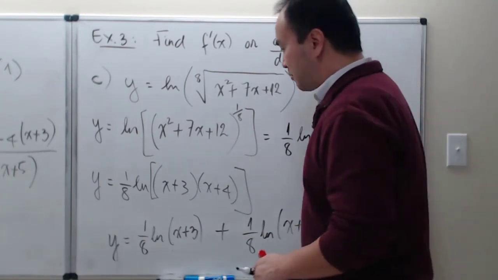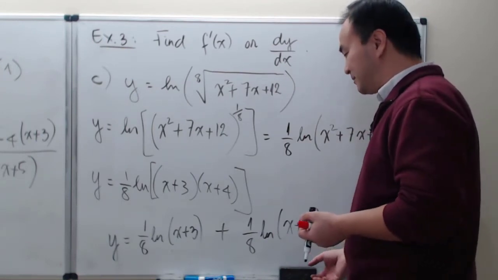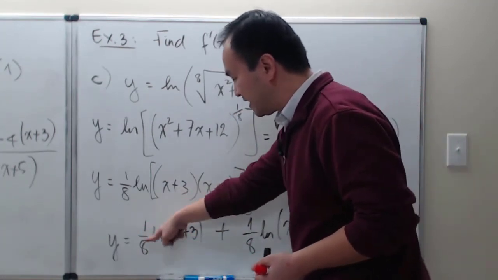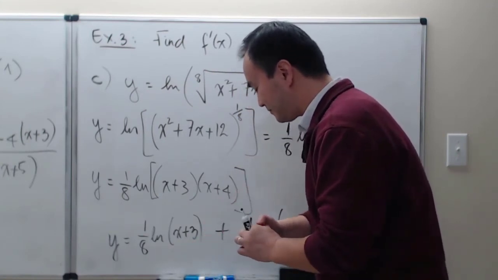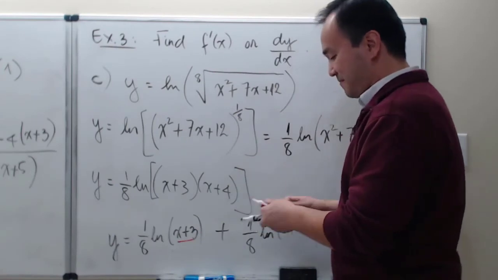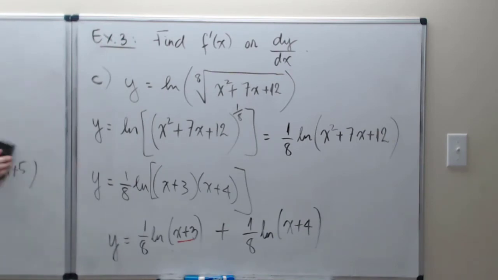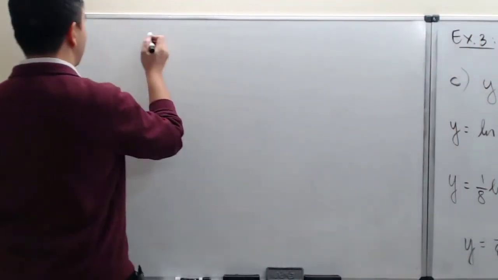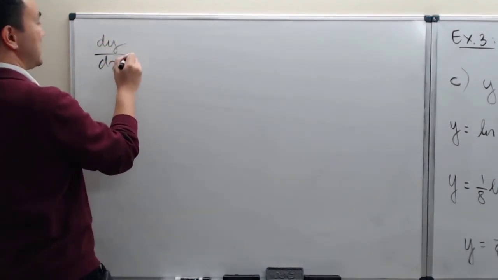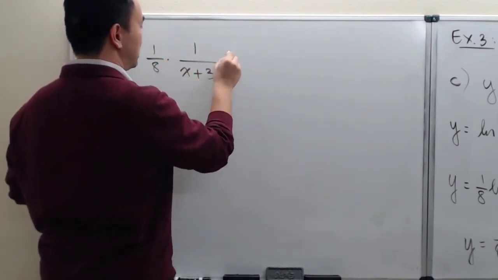Since we have seen this kind of action quite a few times, allow me to start speeding up the process a little bit. So I'm going to take my derivative of the first term here. The outside is the natural log, and the inside is x plus 3. Now the derivative of that first term: dy dx equals, we have the 1/8 there, 1 over x plus 3 times 1.